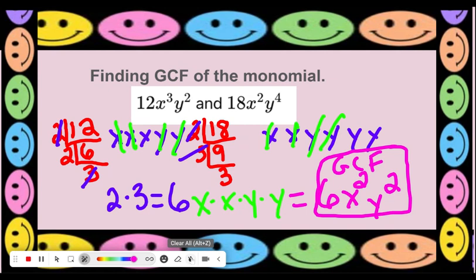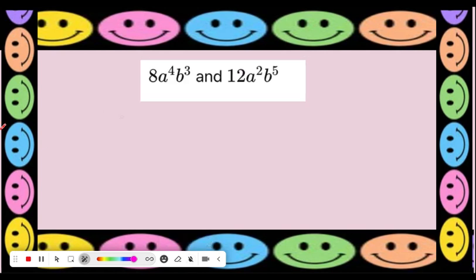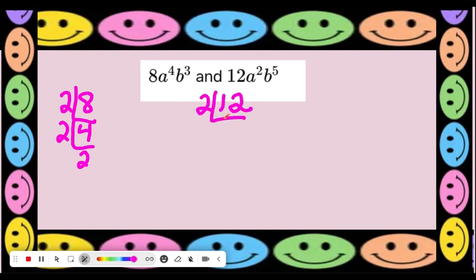Let's try another one. 8a to the fourth power b cubed, and 12a squared b to the fifth. Once again, let's break down our coefficients. 8 divided by 2 is 4. 4 divided by 2, 2 times 2. So 2 times 2 times 2 is the prime factorization of 8. Now let's find the prime factorization of 12. Divided by 2 is 6. 6 divided by 2 is 3. We stop because 3 is prime.